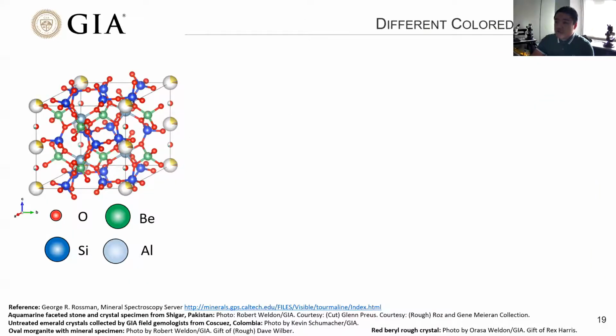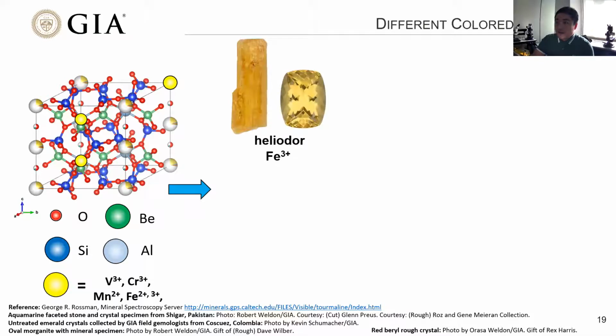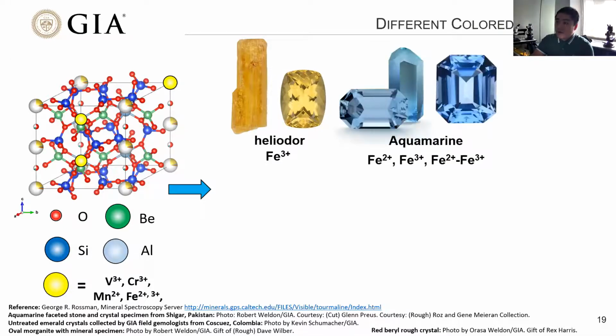Beryl shows different colors when other trace impurity elements, such as vanadium, chromium, manganese, and iron, replace aluminum ions or appear in the channels in the crystal lattice. Iron 3+ produces a golden yellow color in beryl, called heliodor in the trade. In iron-containing beryls, such as aquamarine, a blue variety of beryl, iron 2+ produces a pale blue color.